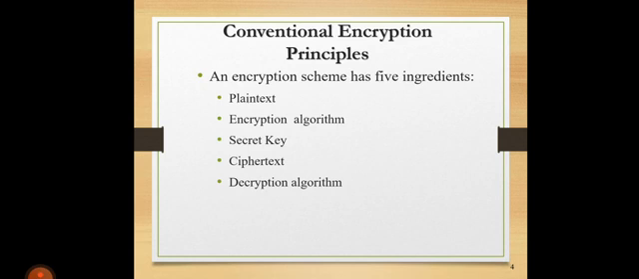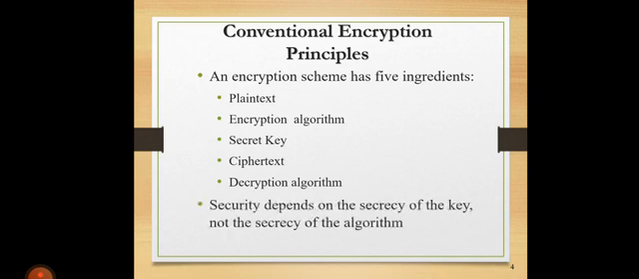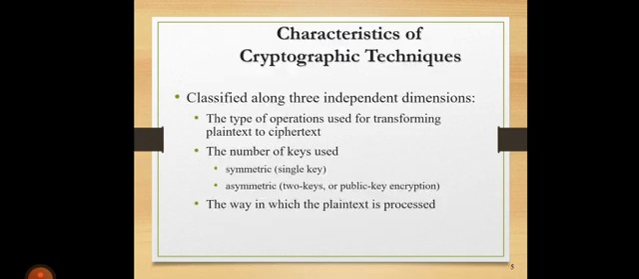Conventional encryption principle: an encryption scheme has basically 5 ingredients, namely plain text, encryption algorithm, secret key, ciphertext, and decryption algorithm. The security depends upon the secrecy of the key, not the secrecy of the algorithm. Let us discuss the characteristics of cryptographic techniques.